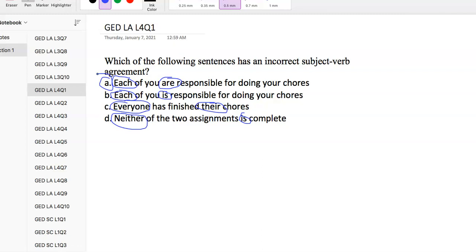If this is a struggle, there is a section of the app that really just goes over subject-verb agreement. In a lot of cases, it's just doing a bunch of practice questions and getting more comfortable with it. One, it'll help your score, but two, it'll help you in your writing, which can be very important.